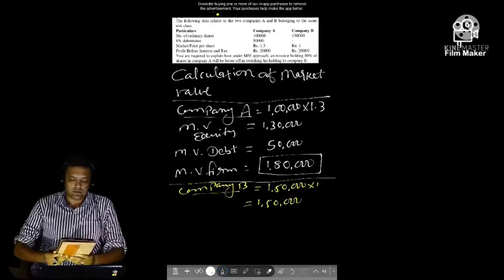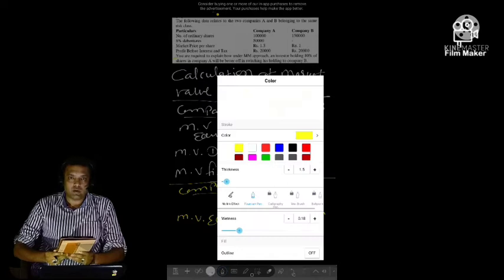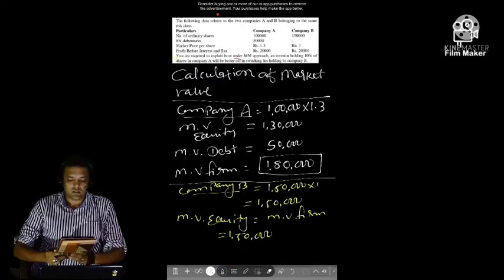So as per the information, the investor is shifting from company A to company B, and the current investment is 10%. The investor is holding 10% of shares of company A, which is clearly mentioned in the question. The investor is not investing in the whole company. The investor is investing in only the equity of company A.